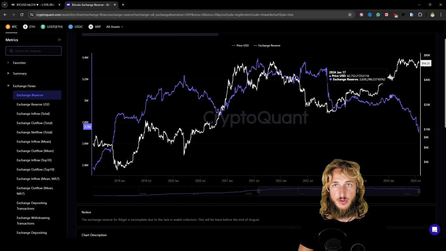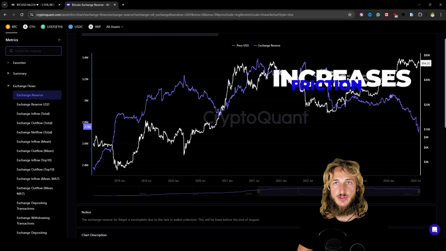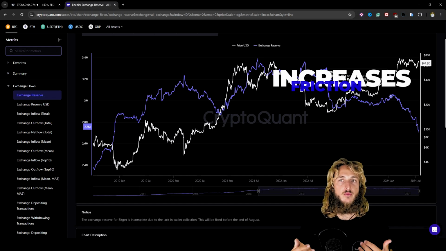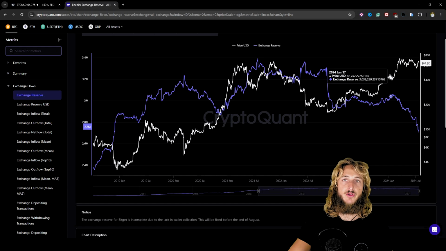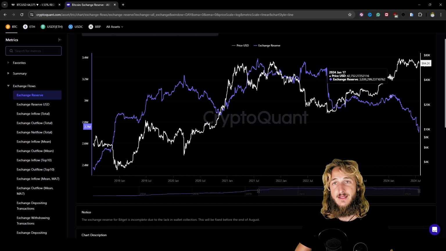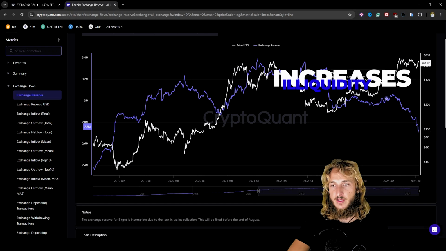Now, why is this important? Because this increases friction, because those Bitcoins that are not even present on exchanges have more friction if they want to be sold into the open market. So this decreases the likelihood that those Bitcoins will be sold onto the open market, therefore increasing the illiquidity of the market.